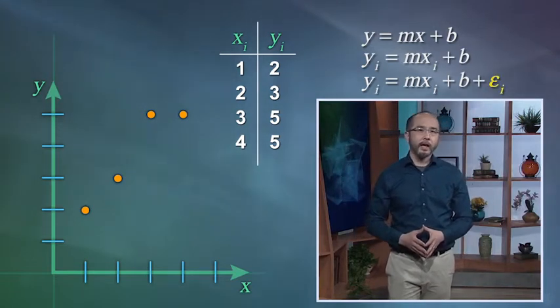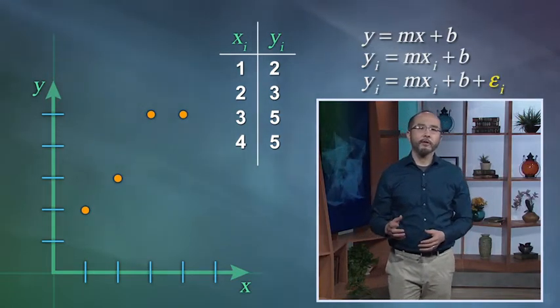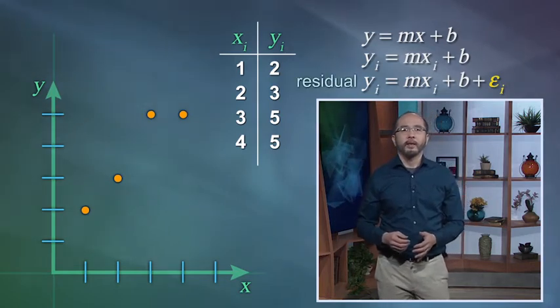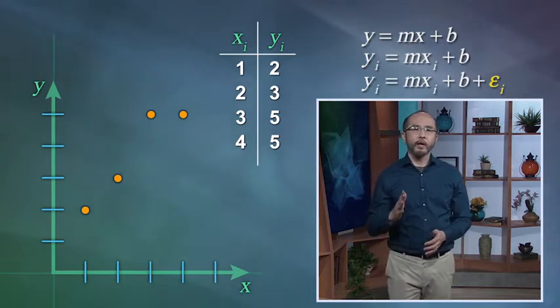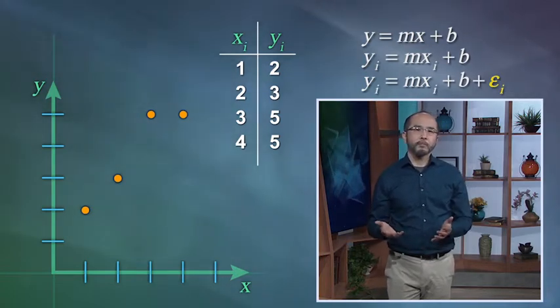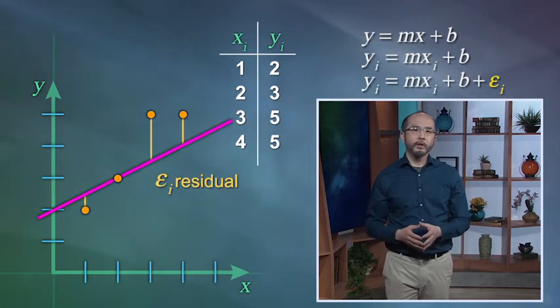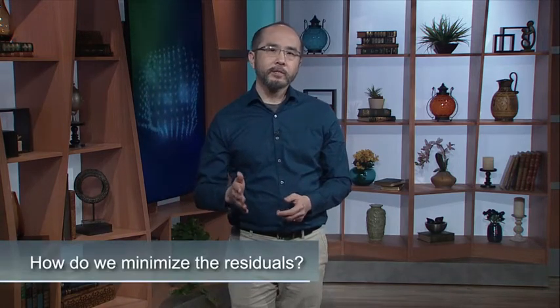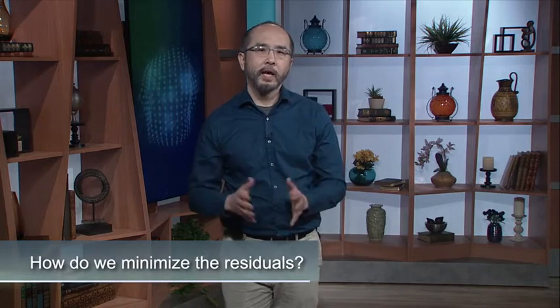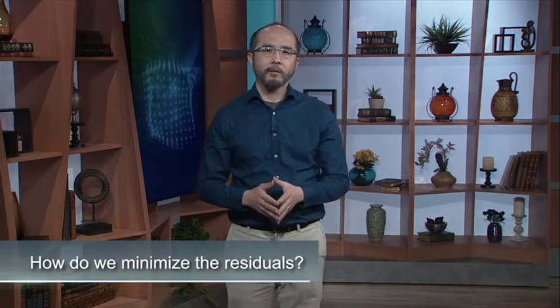Here, epsilon i represents the ith error, also called the ith residual. It says how far the data is from the line in the y direction. Notice that this model assumes the error, if any, lies only in the y direction and not in the x direction. So each data point throws off a residual, and we therefore get a vector of residuals, one for every data point. And now the question becomes, how do we minimize the residuals to get a best fitting line? And what do we mean by minimize?